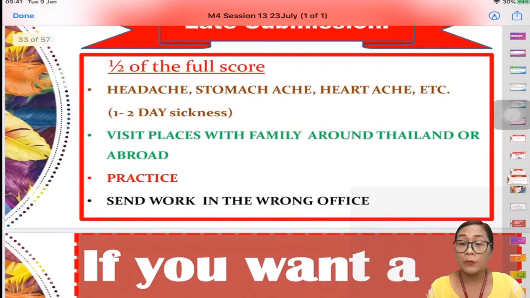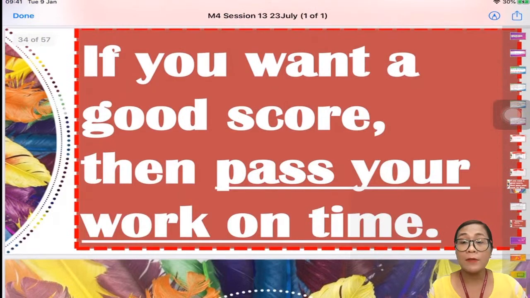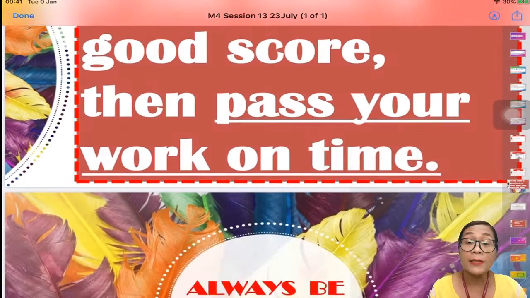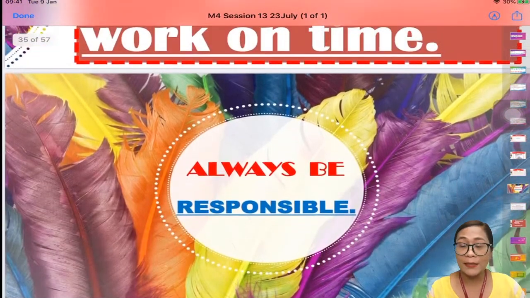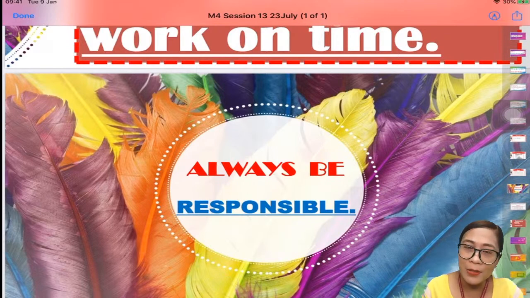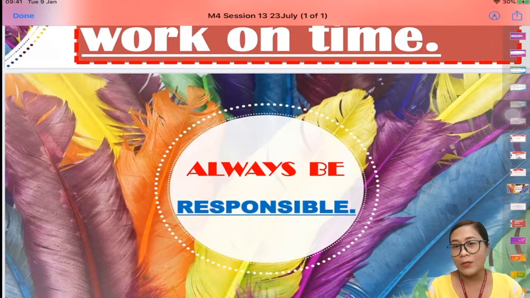If you send your work to the wrong office, that is not my fault, it's yours. You have to know my office. So if you want a good score, students, then please pass your work on time. Yeah? So always be responsible, because if you are a responsible student, later in life you will also become a responsible father, mother, or a responsible citizen.